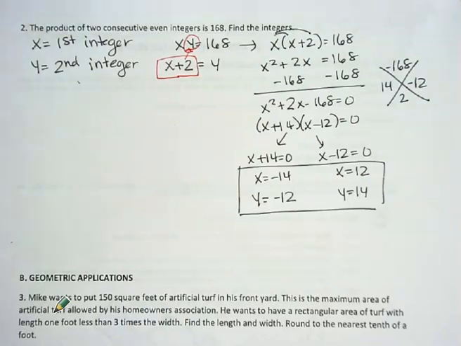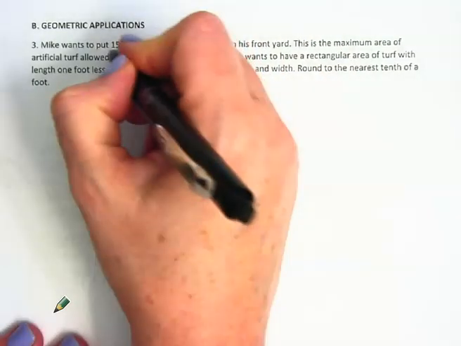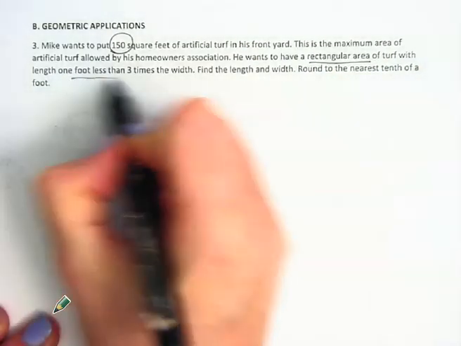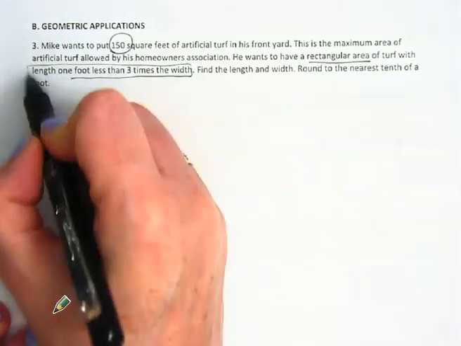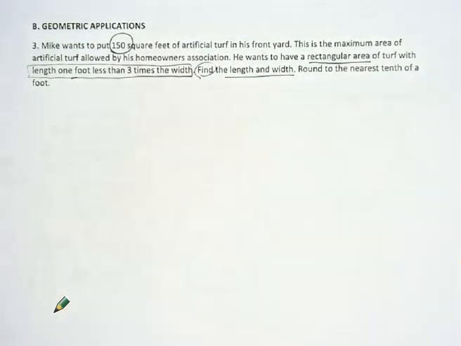And then take a minute and pause the video anyway and read the next problem before we get started. All right, this next section is geometric applications. Mike wants to put 150 square feet of artificial turf in his front yard. It's going to be the shape of a rectangle with length 1 foot less than 3 times the width. And then we're being asked to find the length and width.